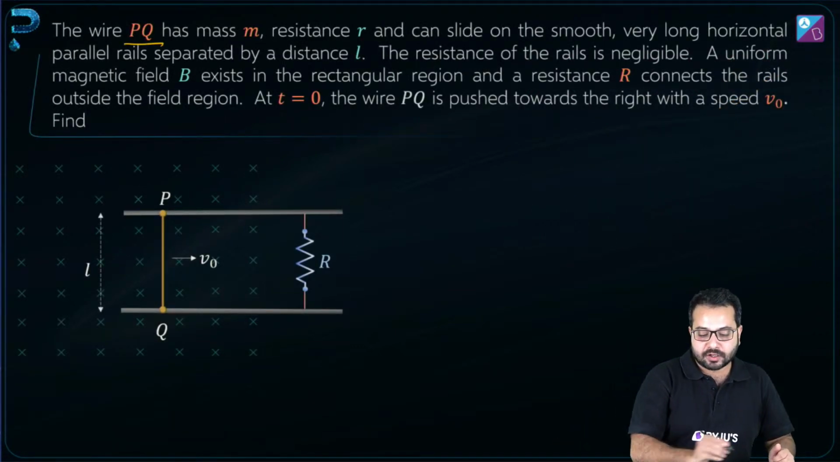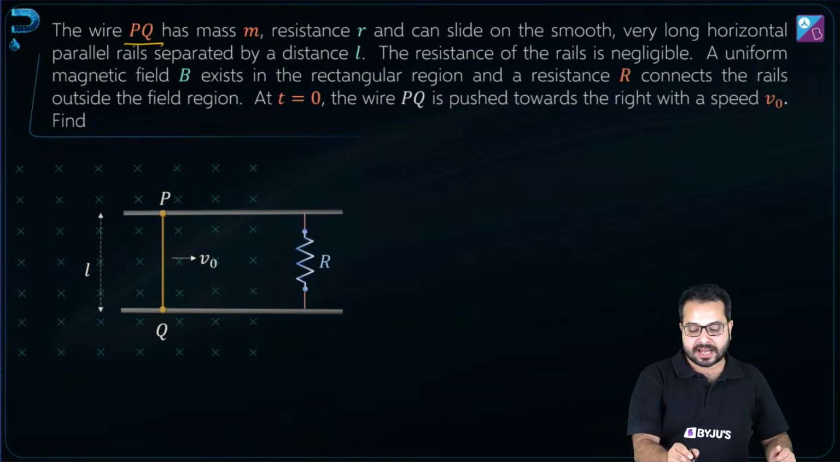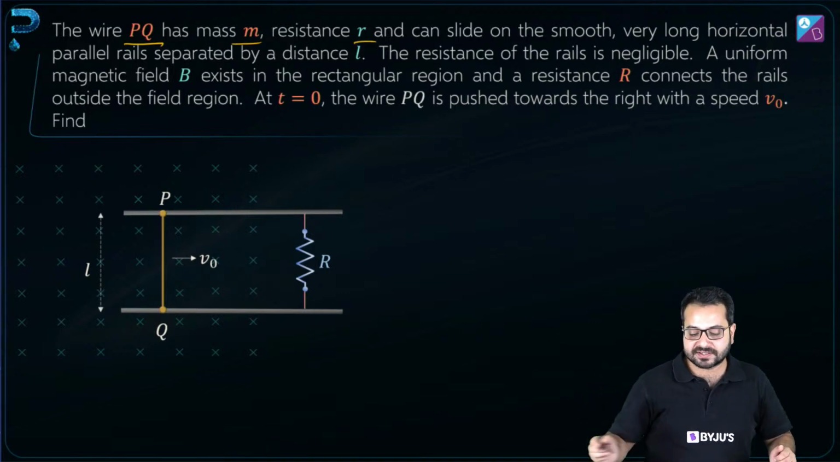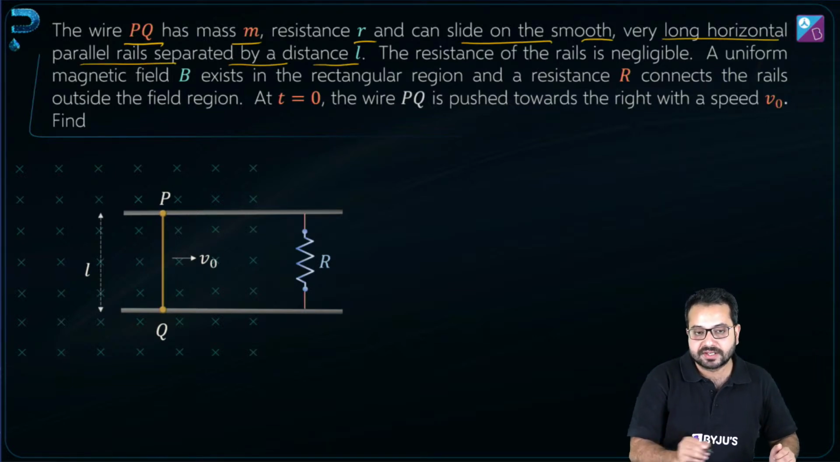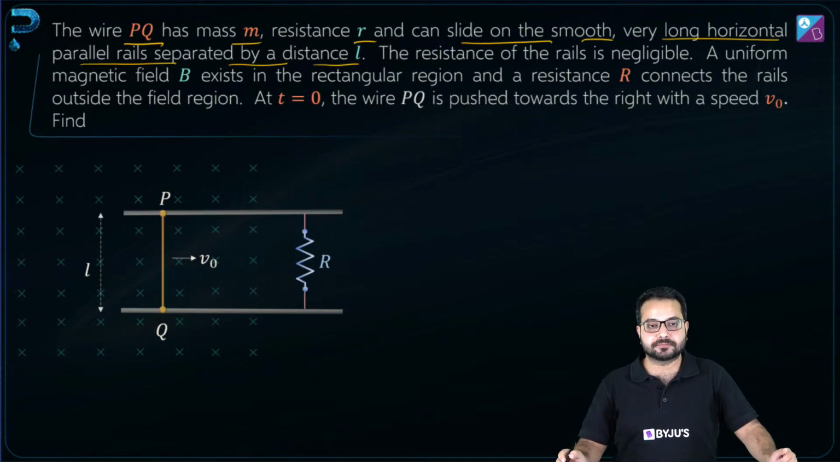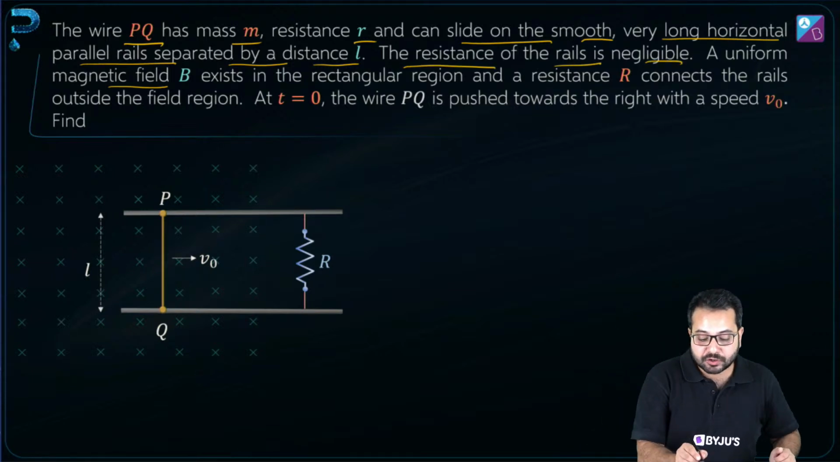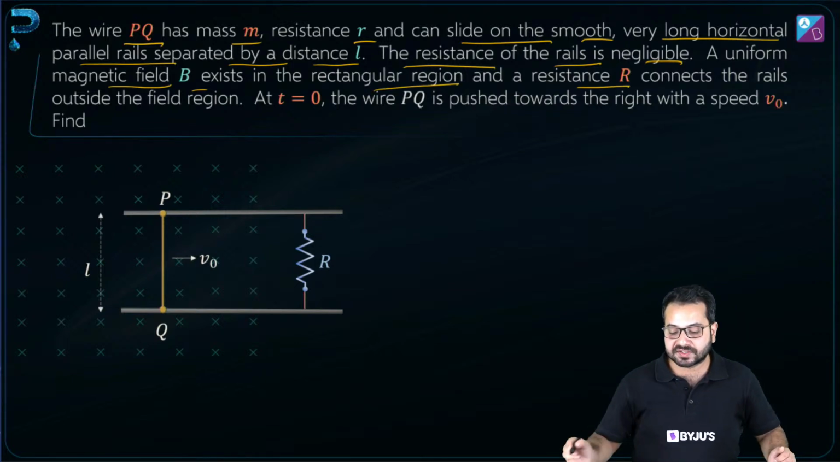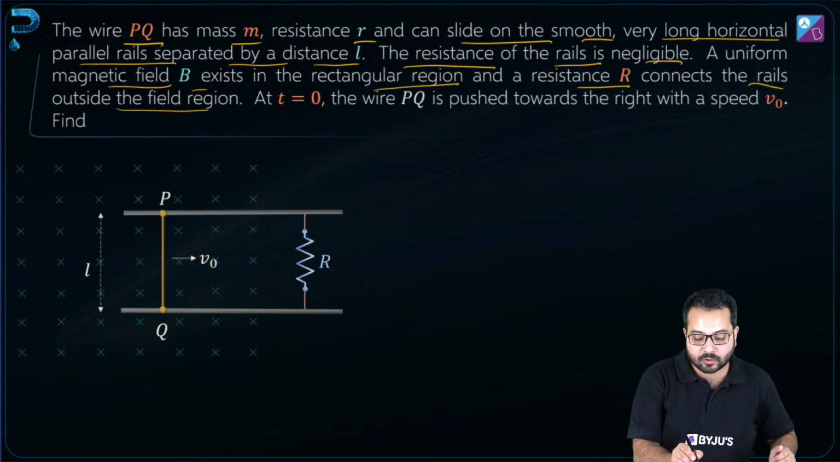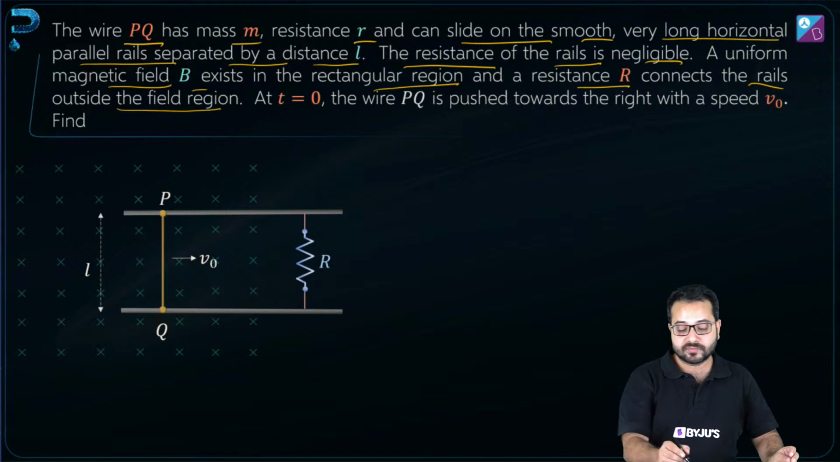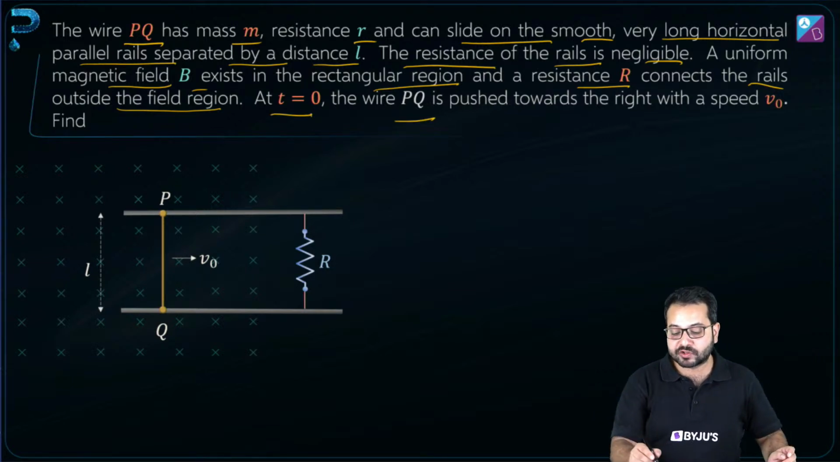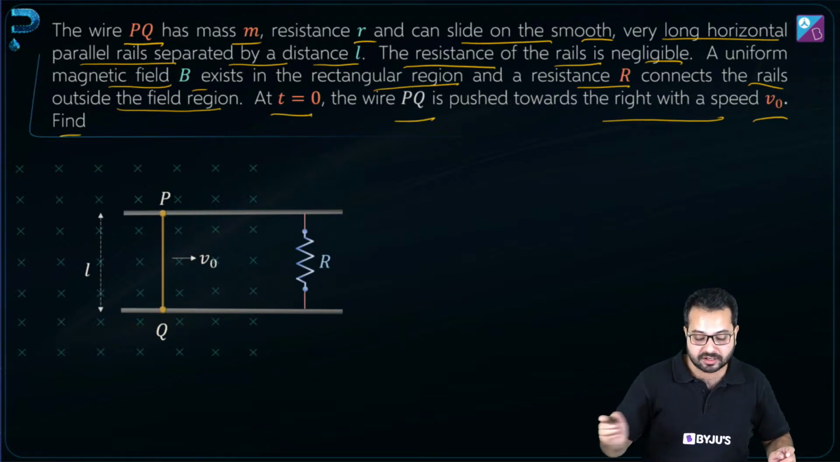Now we have a wire PQ, it has a mass M, resistance small r, and can slide on the smooth, very long horizontal parallel rails separated by a distance L. The resistance of the rails is negligible. A uniform magnetic field B exists in the rectangular region, and resistance R connects the rails outside the field region. Okay, at t is equal to 0, the wire PQ is pushed towards the right with a speed V0. Find.